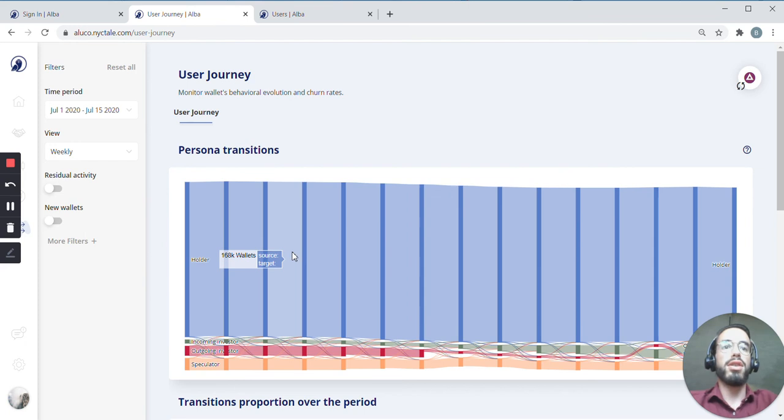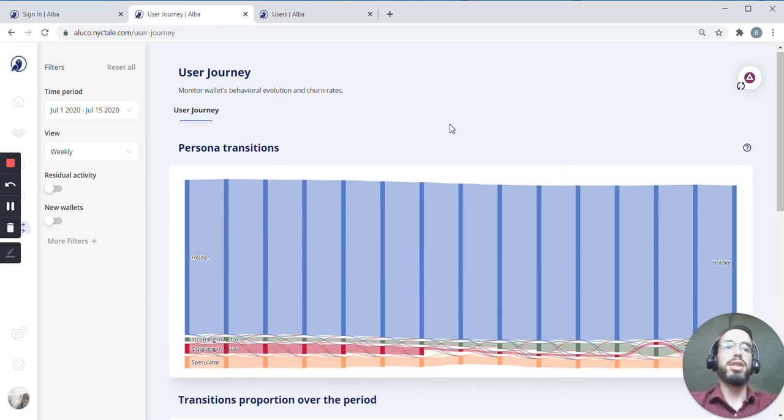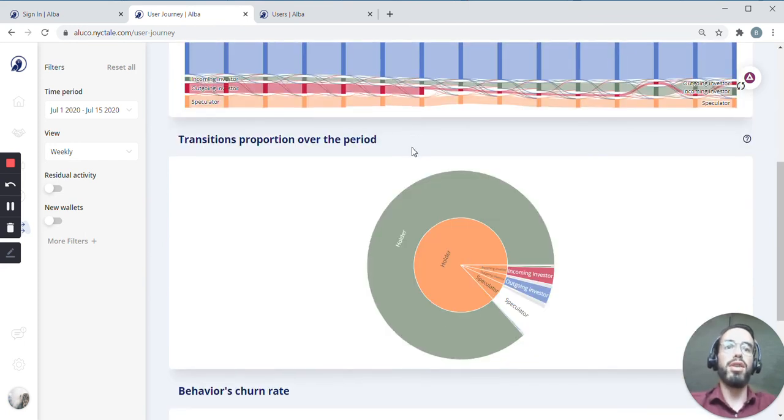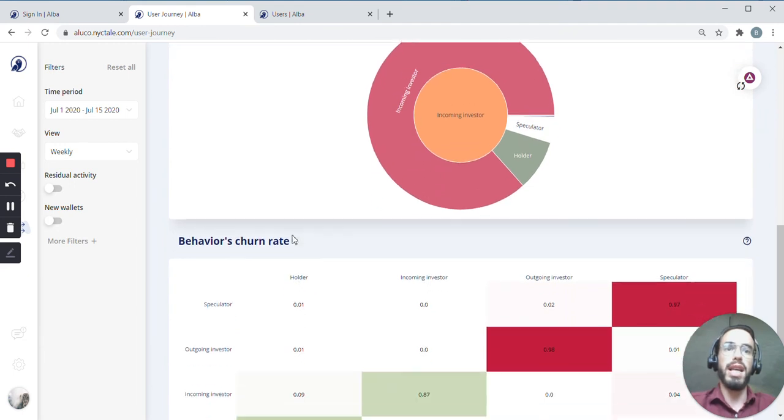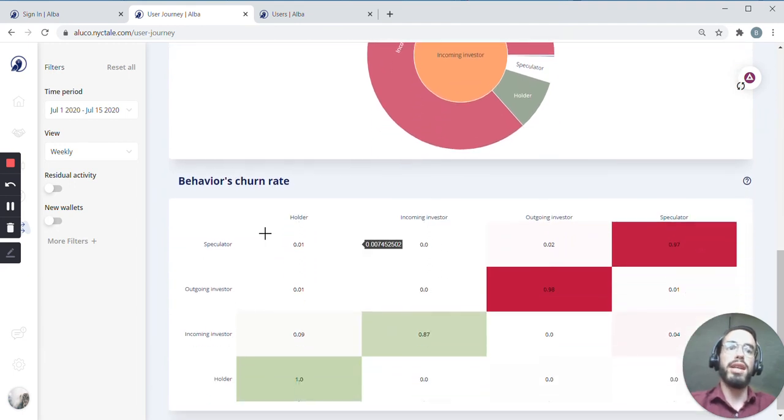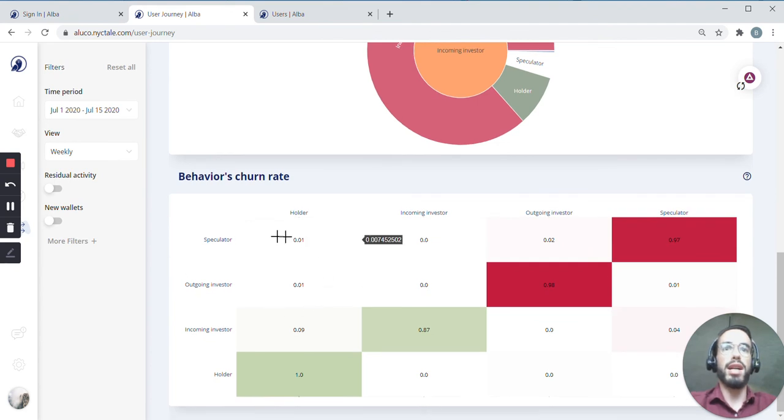The second and third graphics here represent the transition proportion for all major behavioral groups in 2 different formats. So on this first format, you can select a given behavior and then see how many wallets are evolving to another behavior on the next period. And on this third one, it's in a way a churn rate matrix where you can get the churn rate associated to all our different behavioral groups.